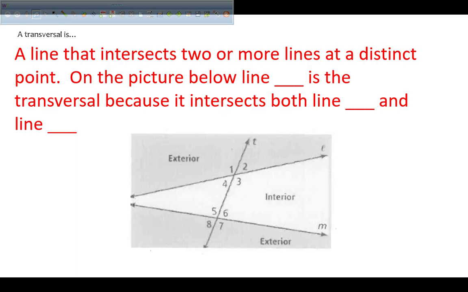A line that intersects two or more lines at a distinct point. Okay, so what you are writing is the first sentence. I think the second sentence is already on there for you. So a transversal is a line that intersects two or more lines at a point.